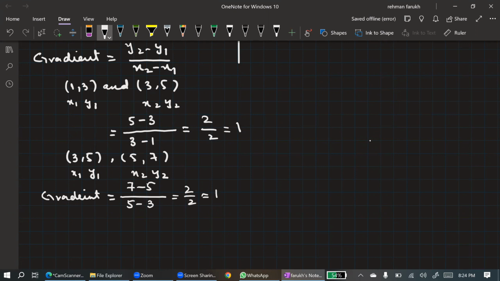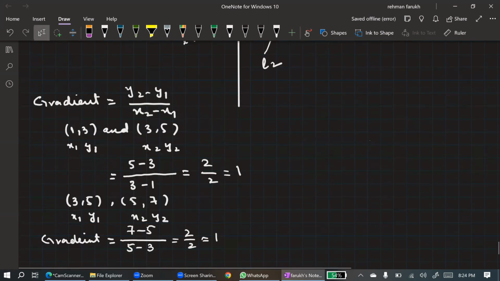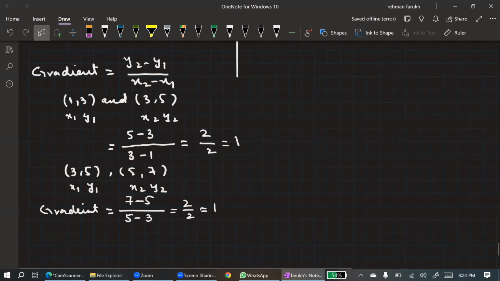If you take any 2 points on the straight line, it will give you the same gradient. The gradient of a straight line is always the same. Throughout the line, the gradient is the same, the steepness is the same. Any 2 points will give the same results.